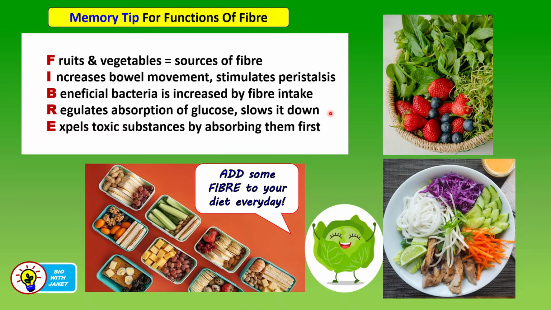It is increased by fiber intake because fiber is the food for the beneficial bacteria in the intestines. R is for regulate. Fiber regulates absorption of glucose because it forms a gel-like substance on the surface of the intestines, so it slows down the absorption of glucose. And this is very important for diabetes mellitus patients to help control their blood glucose level so that it doesn't increase suddenly. Now, E is for expel toxic substances by absorbing them first. So add some fiber to your diet every day.